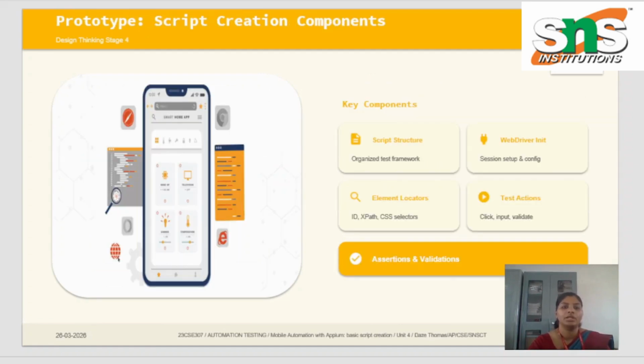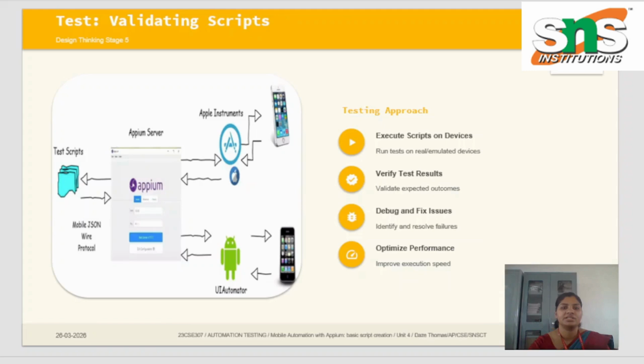Okay. Then we need to develop the prototype. For developing the prototype, we have the key components: script structure, web driver init, test actions, element locators, and assertions and validations, which you also have to consider while creating the script. Then test validating scripts, the testing approach: execute scripts on devices, run tests on real or emulated devices, verify test results, then debug and fix issues, optimize performance. All these can be done as test validating scripts.